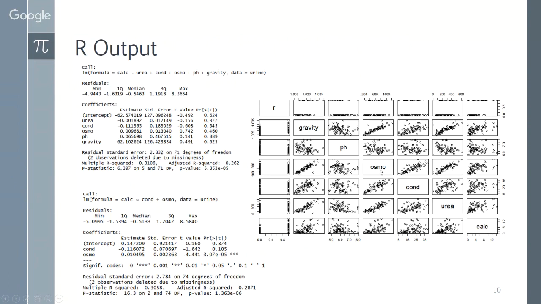Let's say we're including osmosis as a significant predictor of a response variable, which is calcium. Because osmosis and this condition variable are so strongly correlated, they're basically the same, right? So we'd be counting that same information twice. We don't really need both of those variables in our model. We only need one because they're so strongly correlated. So if we factor in osmosis, we don't actually need the condition variable.